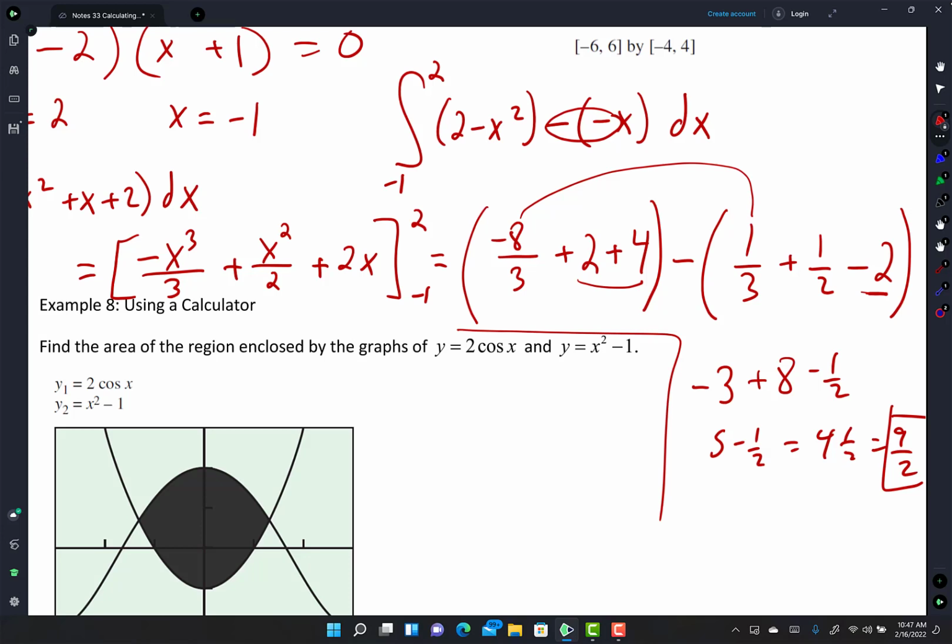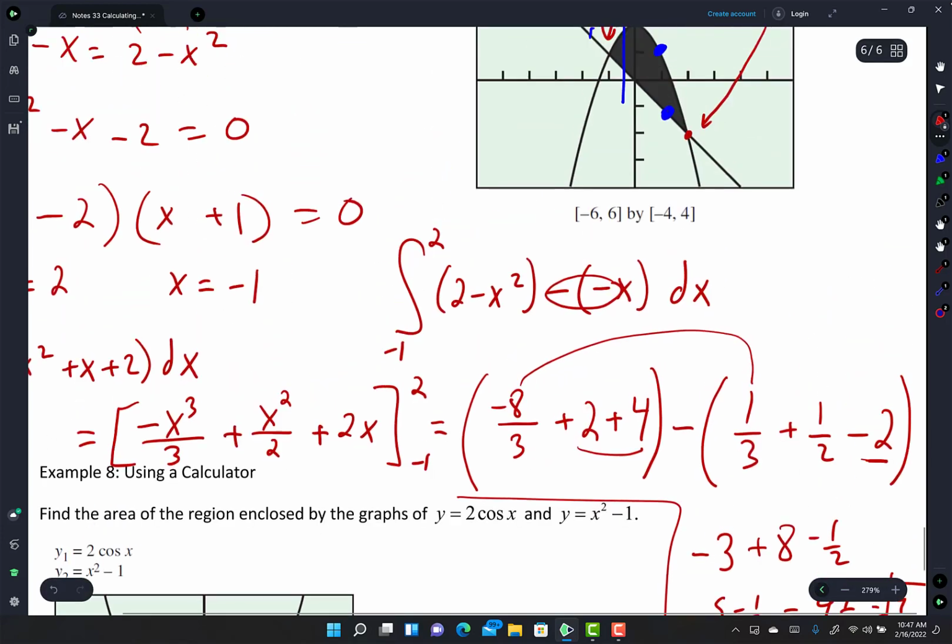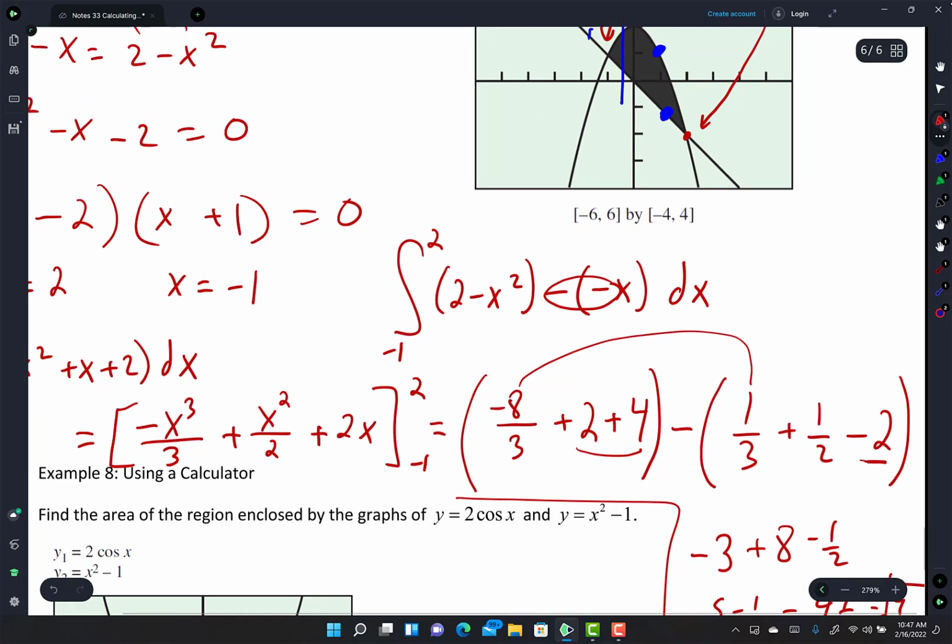How do we feel, guys? I would just box it. Usually when they just want the area of shaded regions, you can just leave it.